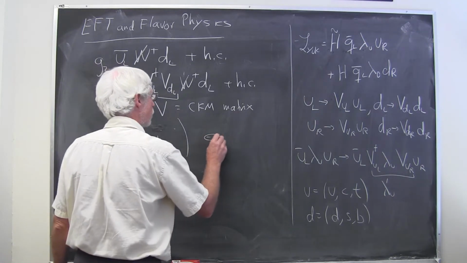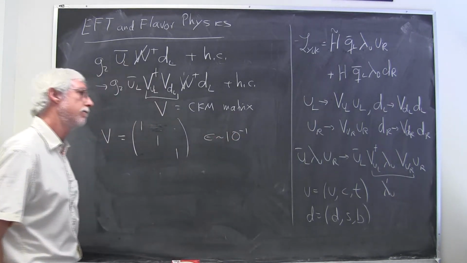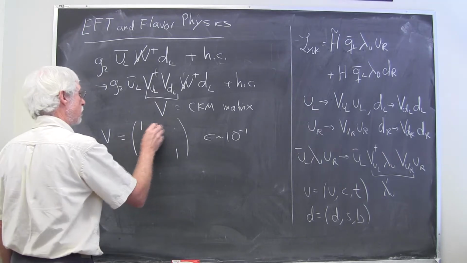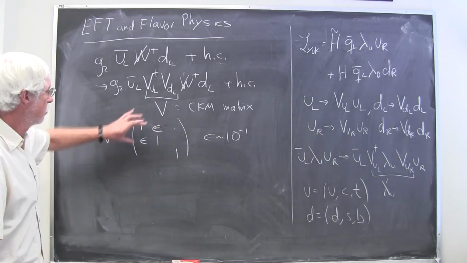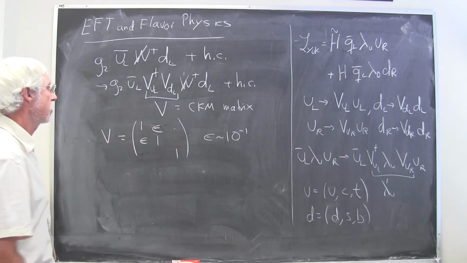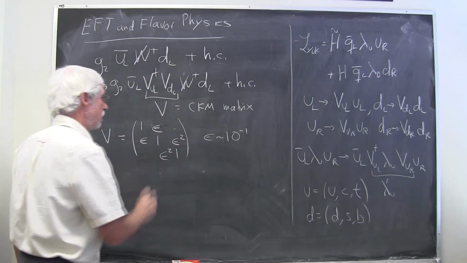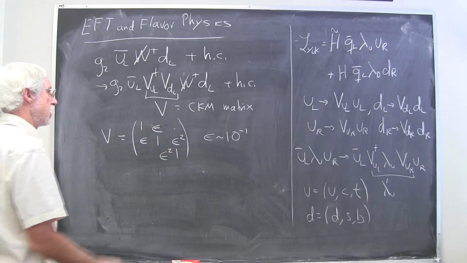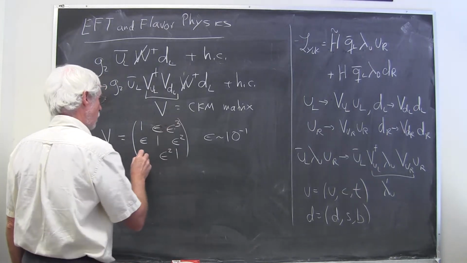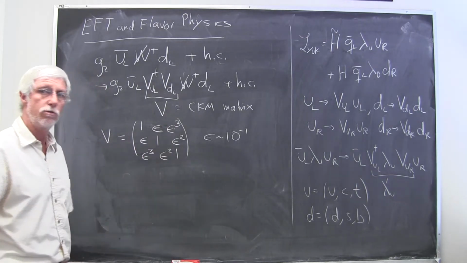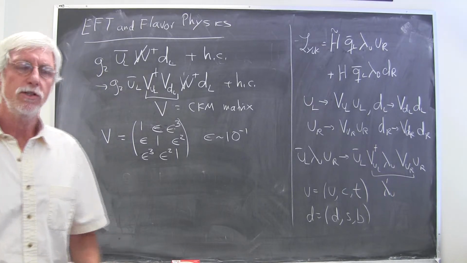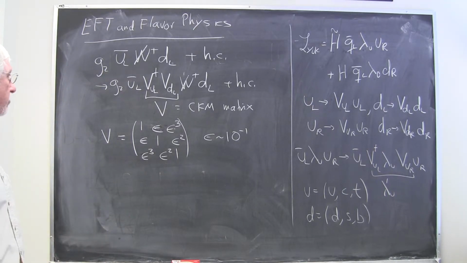So let me introduce a small parameter epsilon of order 10 to the minus 1. And then what is found experimentally is that these two parameters in the 1, 2 block are order epsilon. Then the two parameters in the 2, 3 block are order epsilon squared. And then the terms which are farthest from the diagonal are order epsilon cubed. And we'll have occasion to use that in what follows.